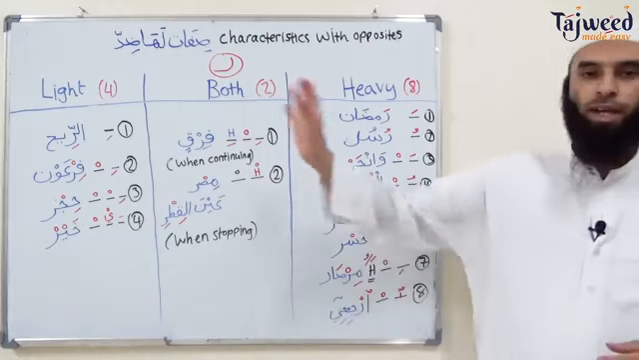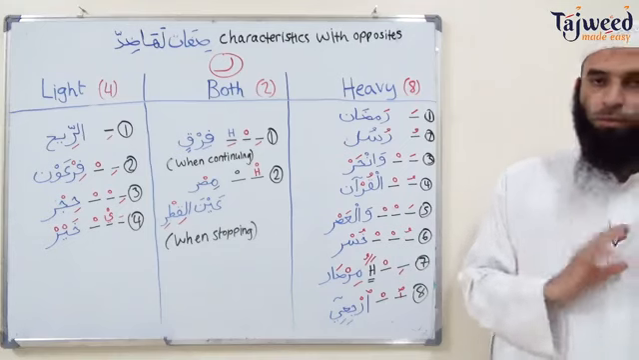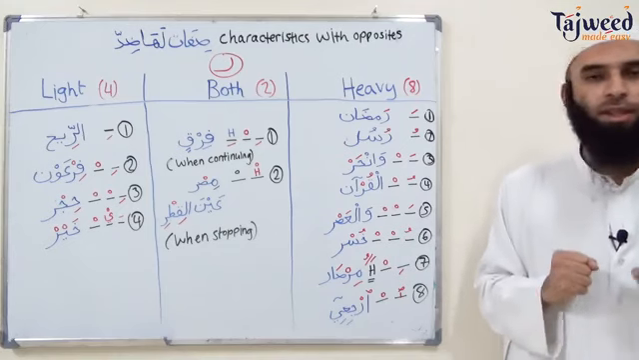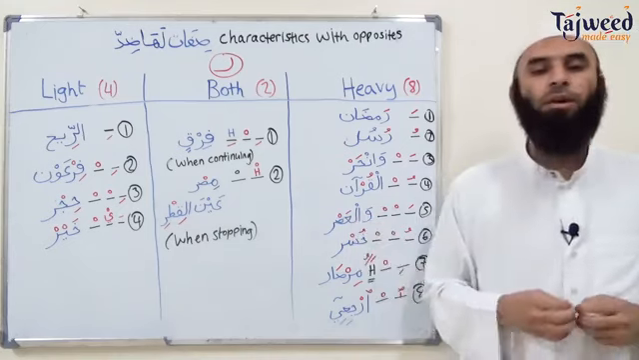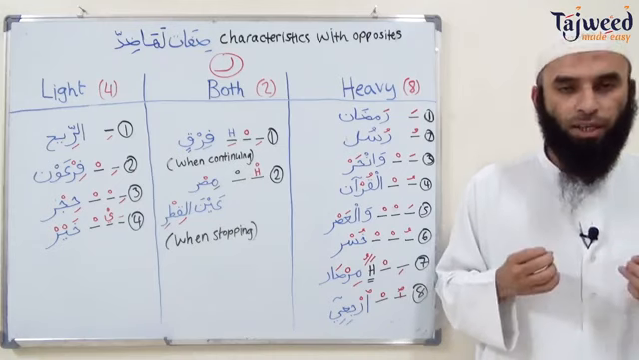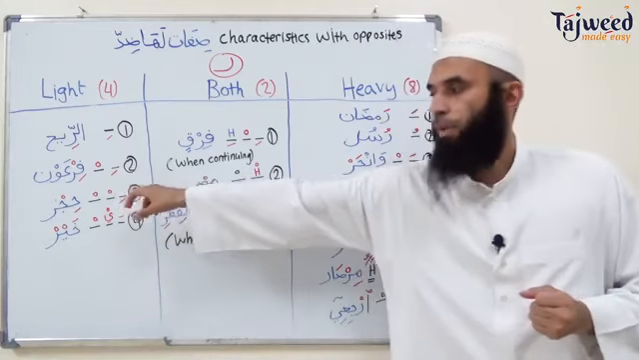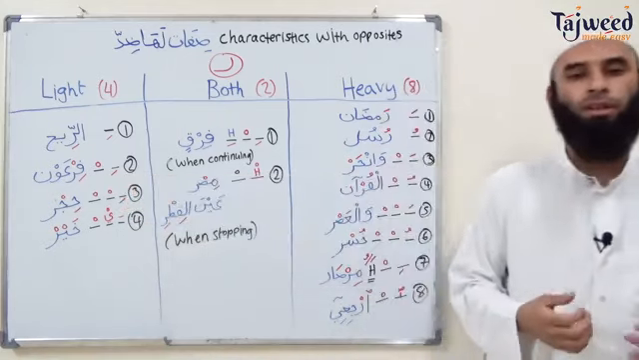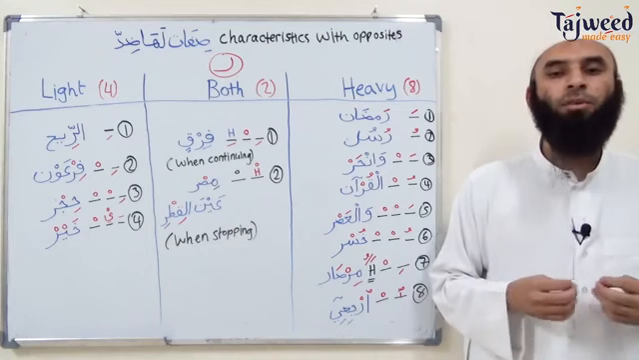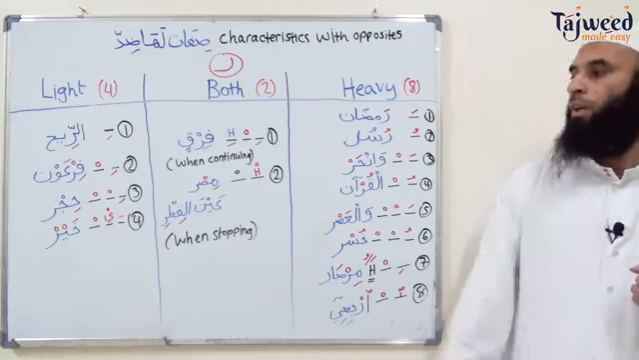Now let's go to the light letters. When ra has a kasra, we don't need to look at what's before, what's after. Automatically, it should be pronounced in a light manner. So, al-rih, not al-rih, but al-rih. Next situation, if ra has a sukun, we look at the previous letter. If he has a kasra, then we pronounce ra in a light manner. Fir'aun, fir, not fir, but fir, fir'aun.